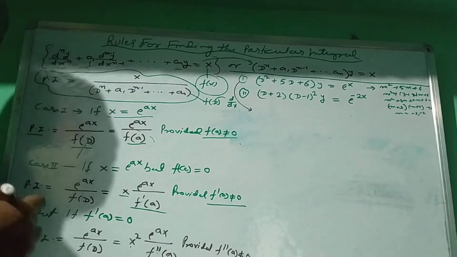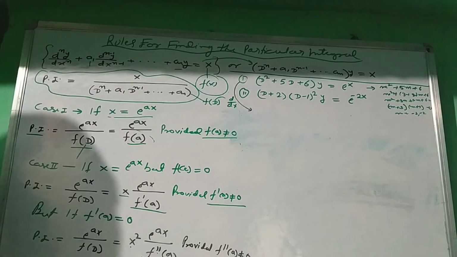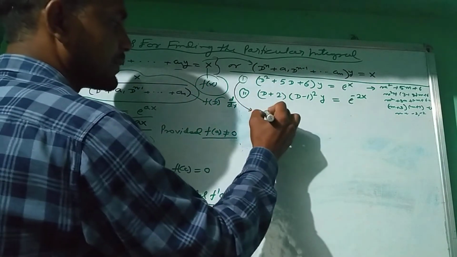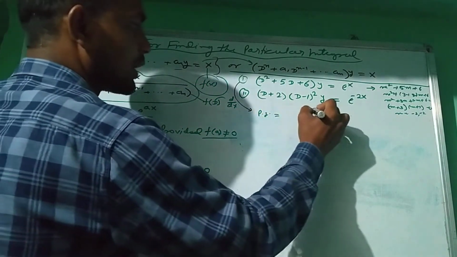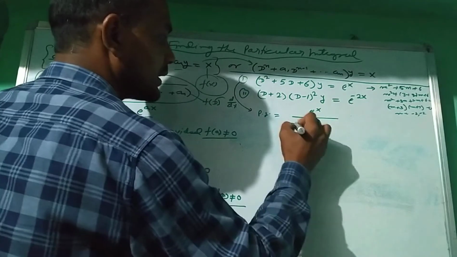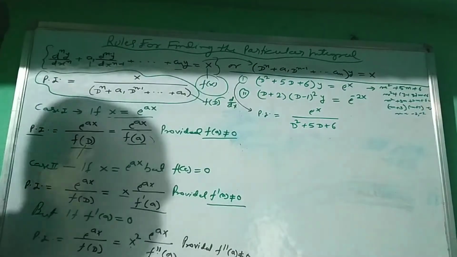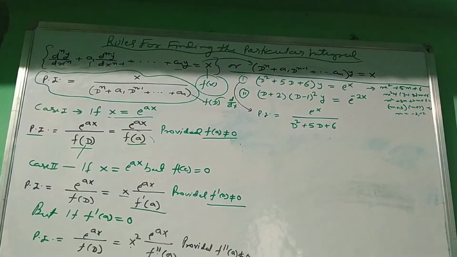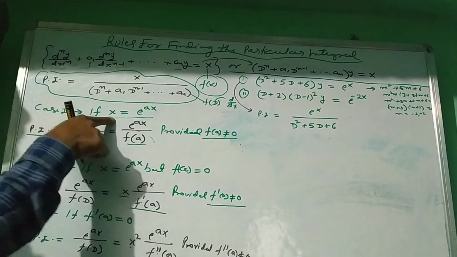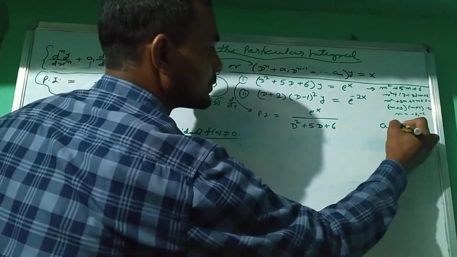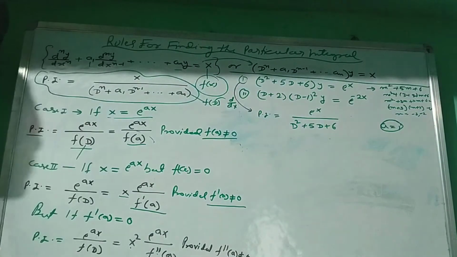In this lecture, our target is to learn the particular integral. So the particular integral of this part is PI equal to e to the power x upon D square plus 5D plus 6. Now, the first case is if X equal to e to the power ax, we have e to the power x. So what is the value of a? The value of a is 1.